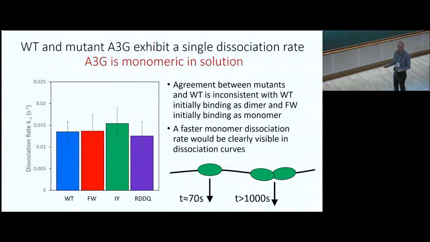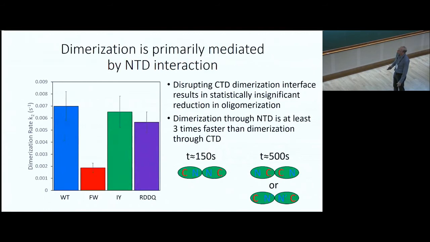If it were a dimer when it binds to DNA, this would not work because we know FW is a monomer. So you can't have the monomer have the same rate as the dimers for dissociation. You've got twice as many binding sites. There's no way that's possible. So what this says is that all of these must be a monomer in solution when they bind. So that resolves that controversy.